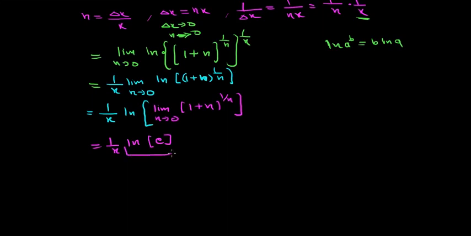And what is ln e? It is 1. So we get 1 upon x. So now we got our answer. So what we got is this: d by dx of ln x is equal to 1 upon x. So this should be our answer, right?